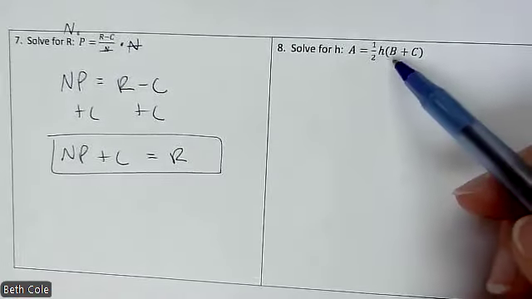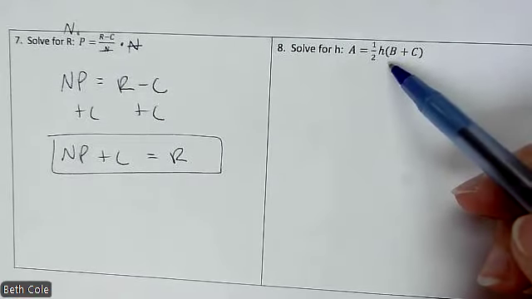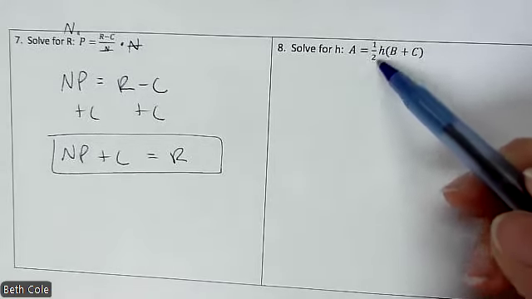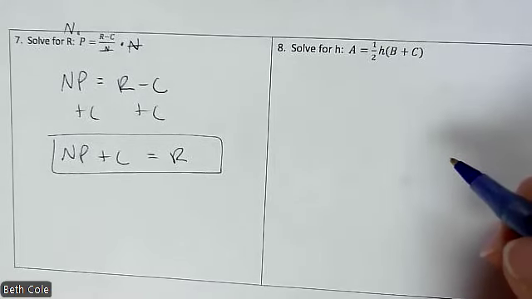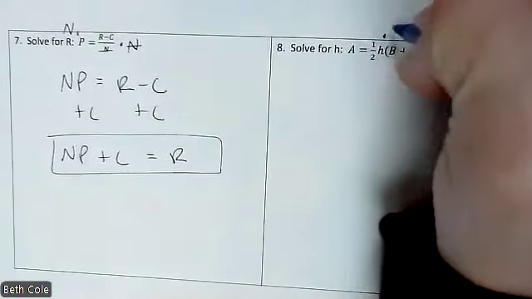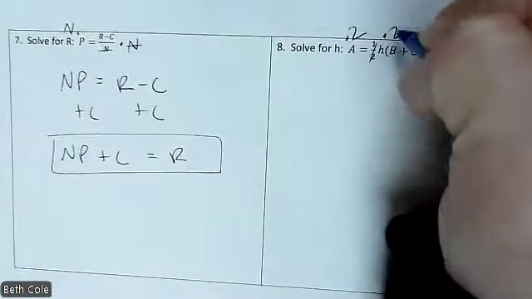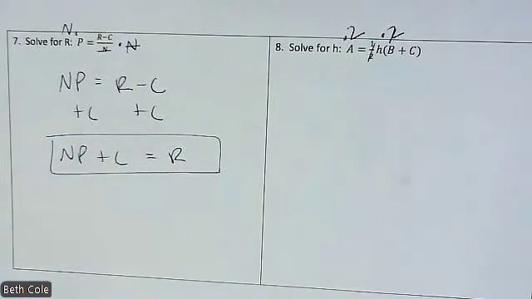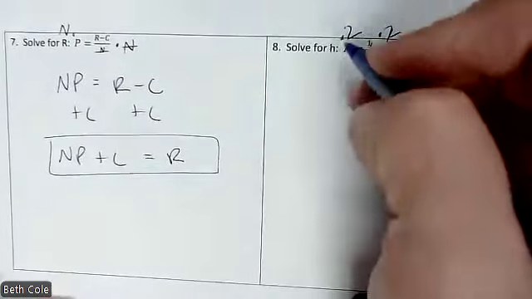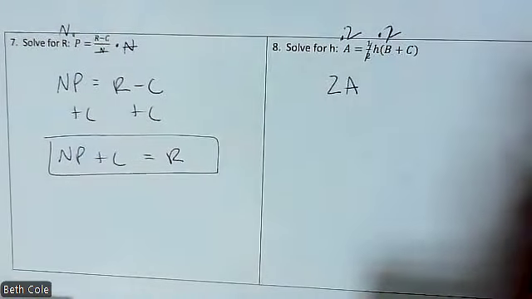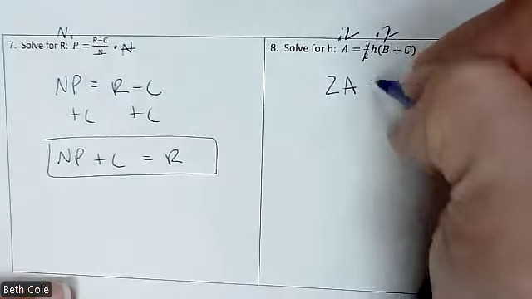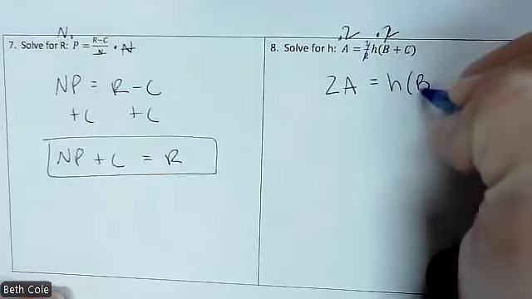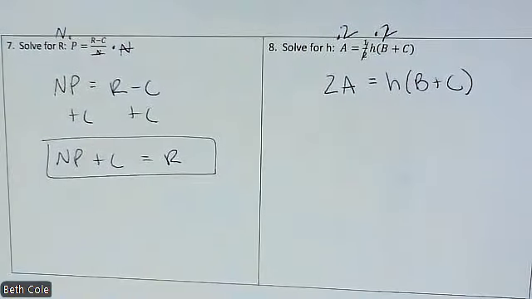Now this says solve for h. This one's a little bit more complicated because there's a fraction in it. How would we cancel out a 1/2? Times by 2. Good. So we're going to multiply both sides by 2. That cancels out the 1/2. Follow-up question. How would you cancel out a 1/5? Times by 5. So that's going to give you 2a. I guess it wouldn't be wrong to write a 2. That's just weird. We usually put the number first. Equals h times b plus c.